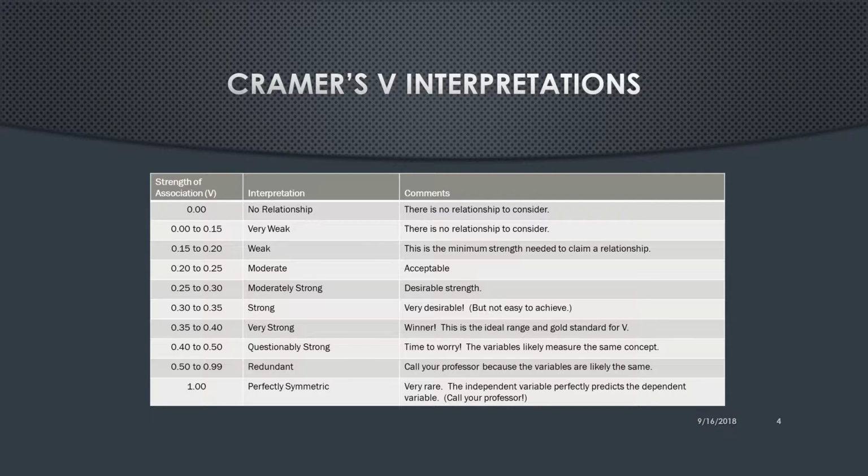Here we have the table of Cramer's V interpretation. The first column lists the strength and association of Cramer's V, ranging from 0.00 to 1.00. The second column is the interpretation for the value. For example, if Cramer's V result was 0.33, it would be interpreted as a strong relationship.